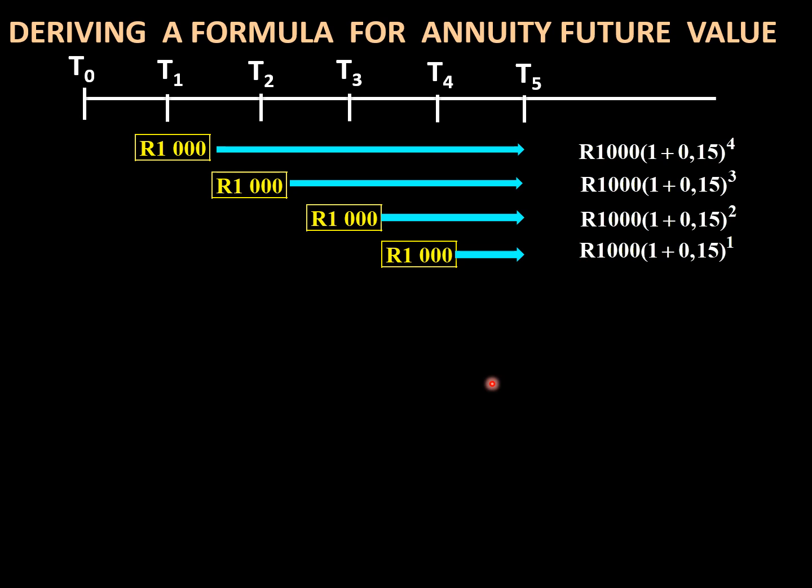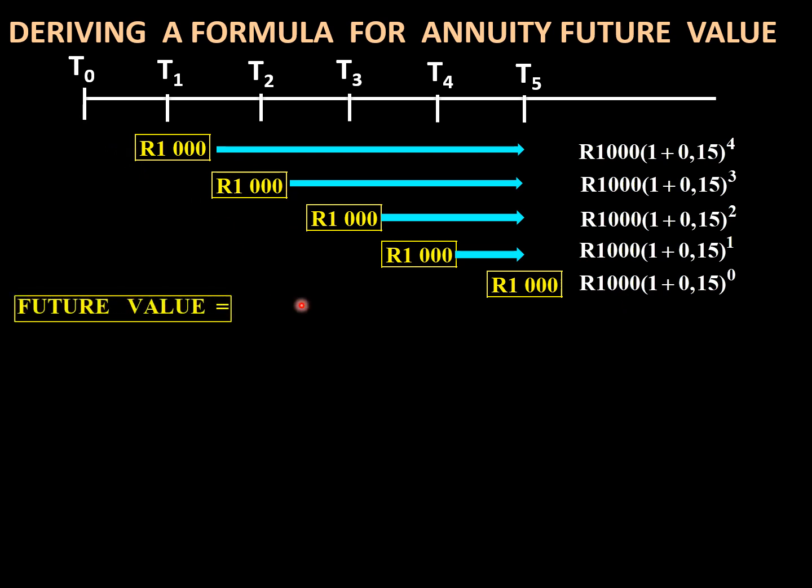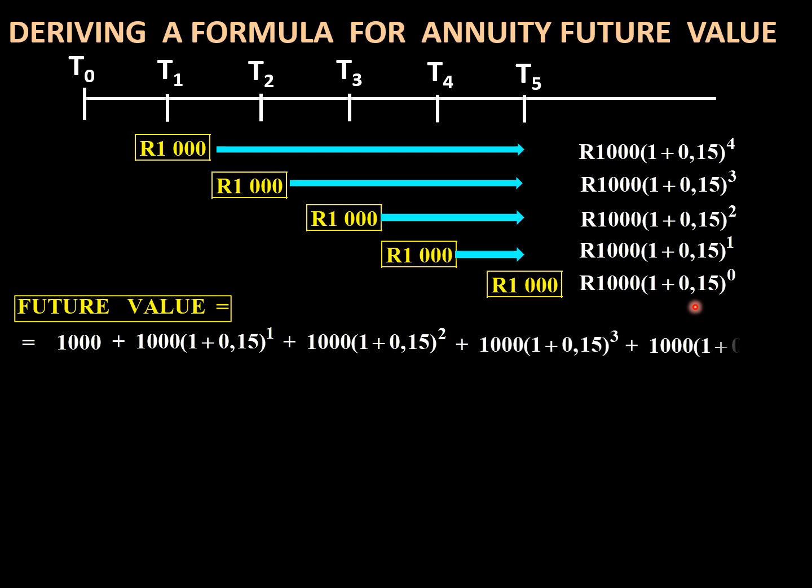And then he makes his last deposit at the end of the 5th year. So there's no interest there, it just stays 1,000, since 1 plus 0.15 to the power 0 is 1. Now we want to sum these values to find the future value. It's a series, so we add each of these terms, starting from the bottom, and we've added our 5 terms there.